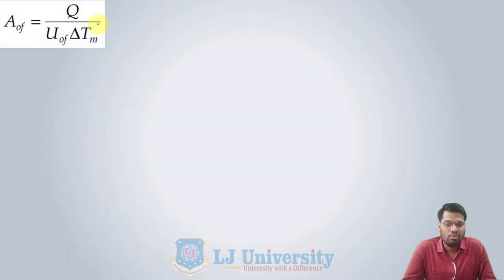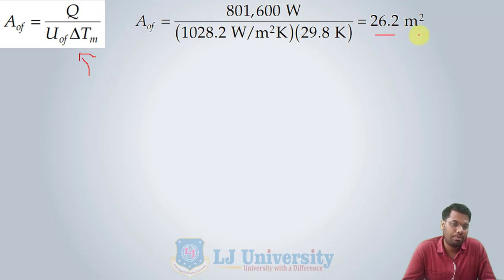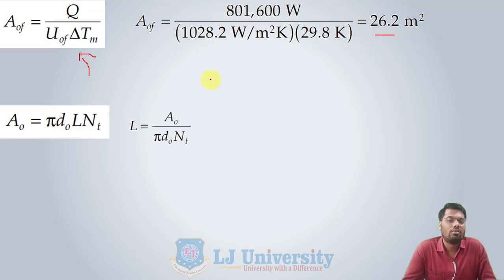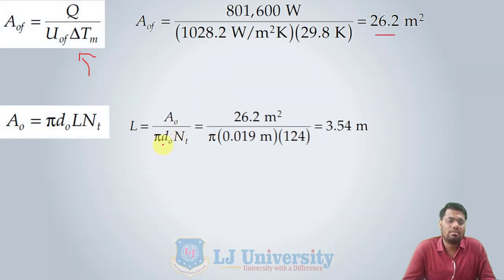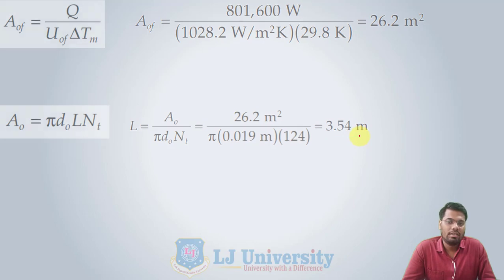Now we know this equation, Q is equal to UA delta T. By using this equation, we can calculate the area of the heat exchanger, which would be 26.2 meters square. Now from this area, we can find out the length of the tube, because we know that the surface area of one tube is pi d L, with the outer diameter. So we have the number of tubes as 124. So we need the length of one tube as 3.54 meters. So this is the length of the tube. Moving on to the next numerical.